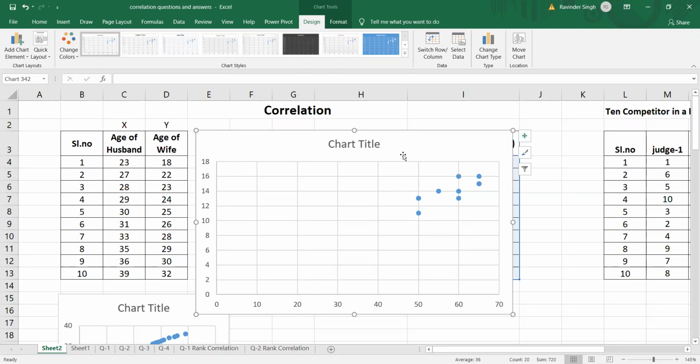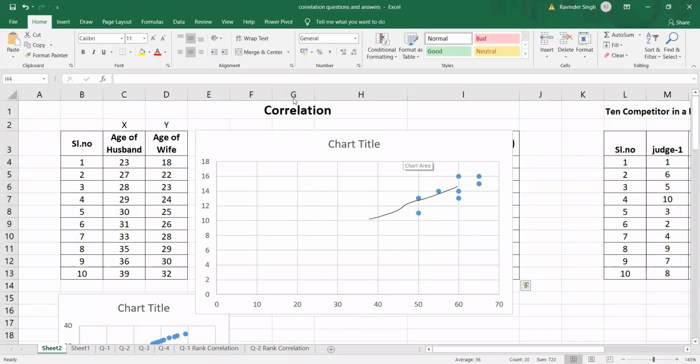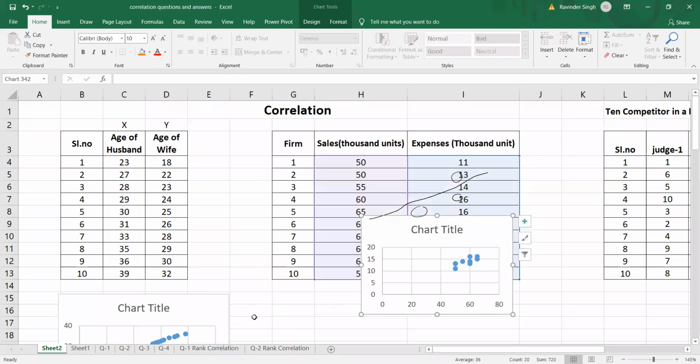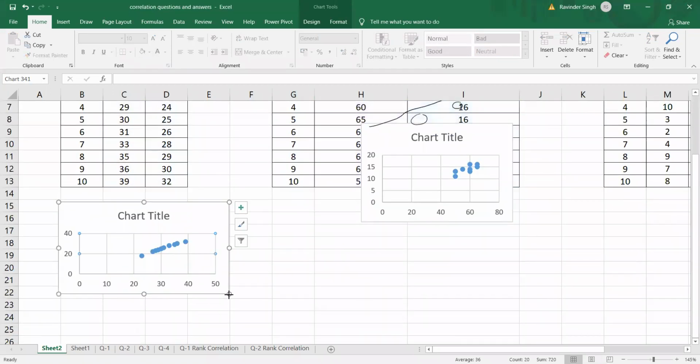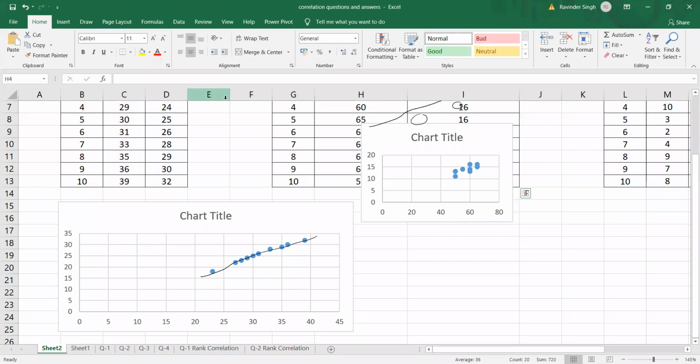So if you just try to draw a straight line and think that all the points will lie on it, it is not possible, because some points like this and this are very far away. So it has a linear correlation, but not a very strong one. Whereas in the previous example, if I scroll back and draw a straight line, almost all the points lie on this straight line.